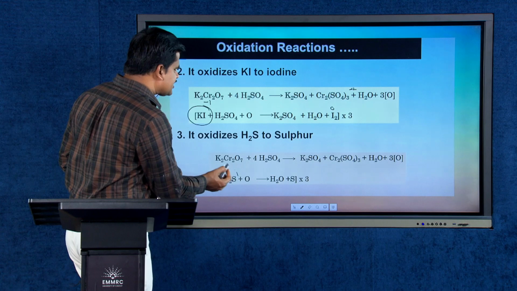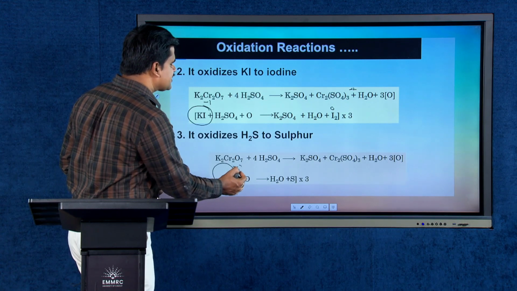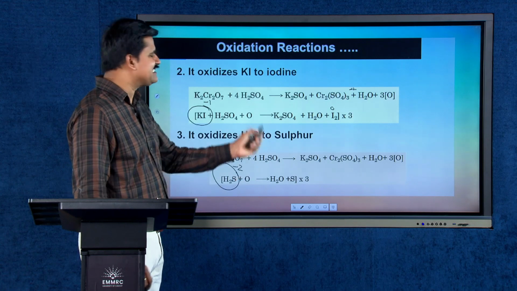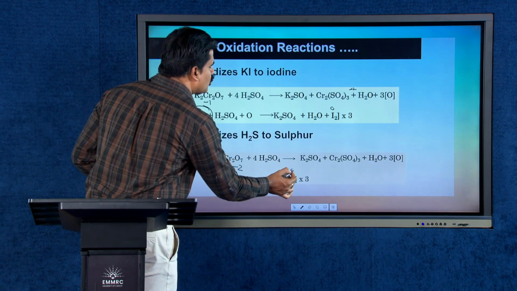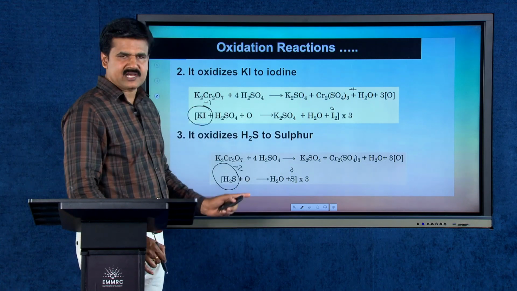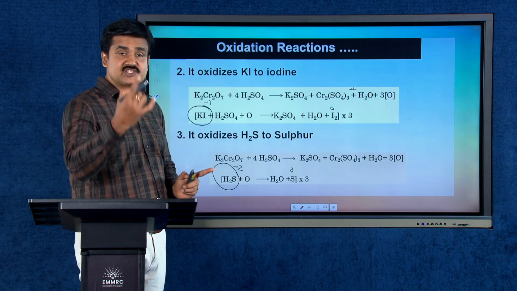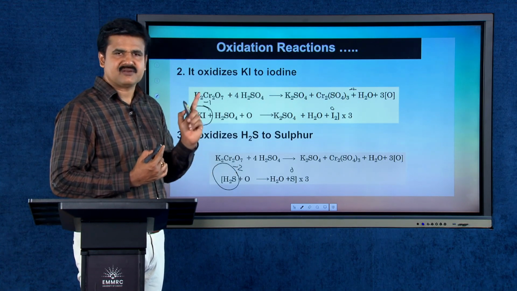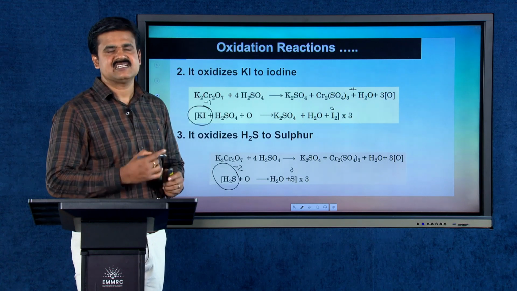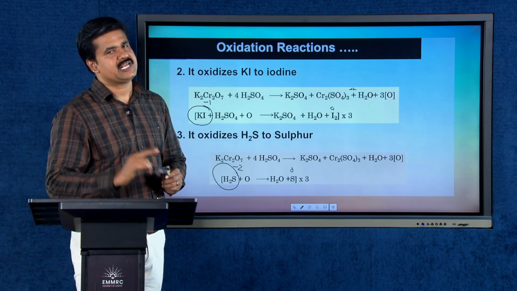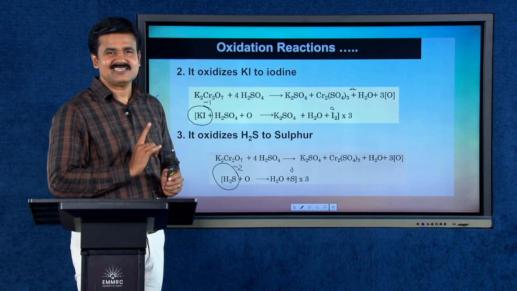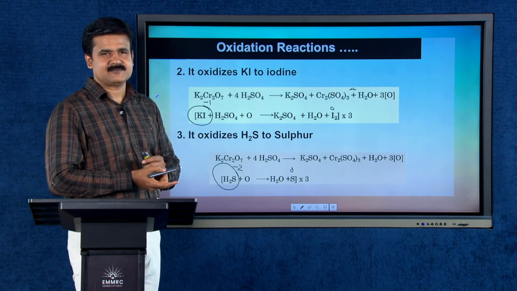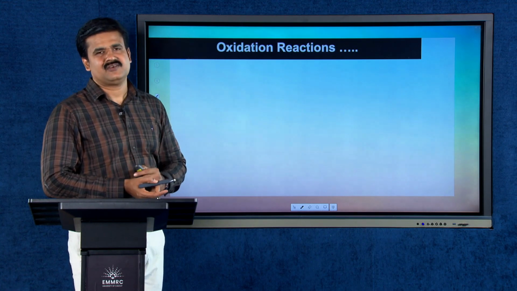Look at the oxidation state of sulfur here. Here sulfur is present in -2 oxidation state. That H2S is just converted to sulfur in 0 oxidation state. So no doubt H2S undergoes oxidation to produce sulfur. This oxidation is performed by the oxidizing agent acidified potassium dichromate. That is, it is very well clear that acidified potassium dichromate can oxidize H2S to sulfur.